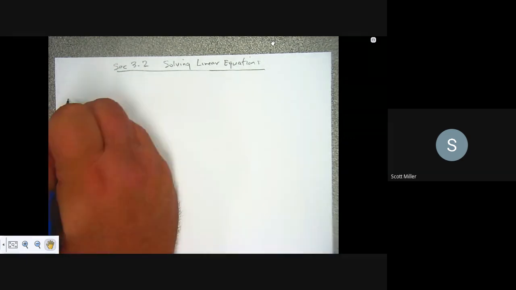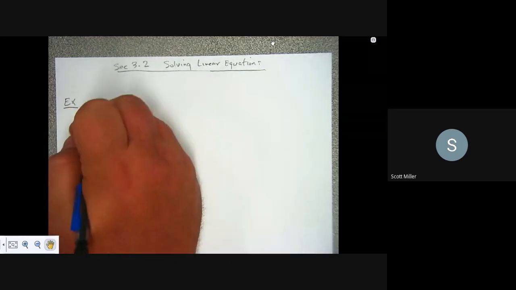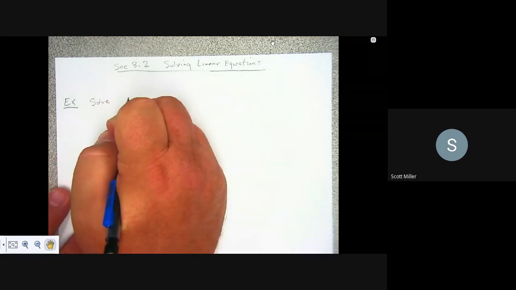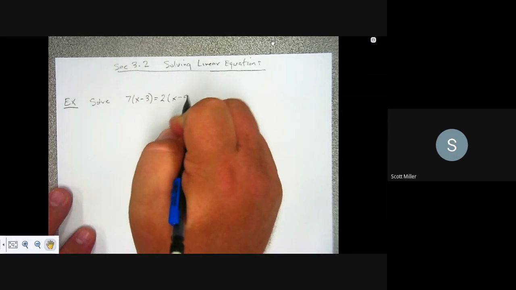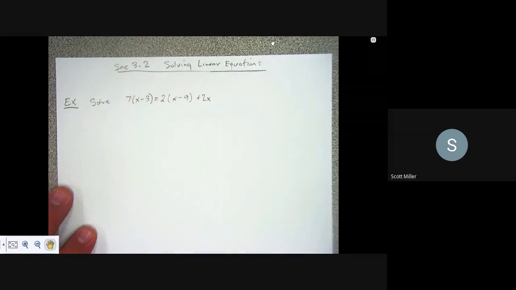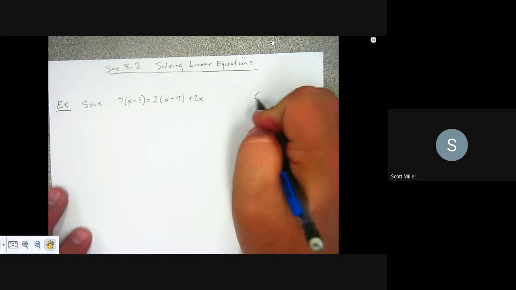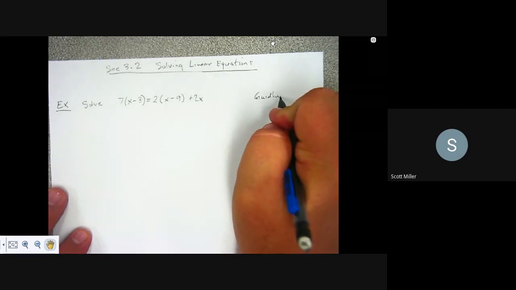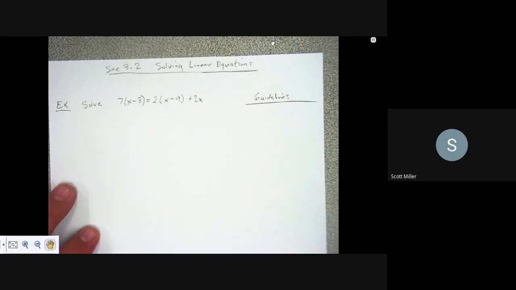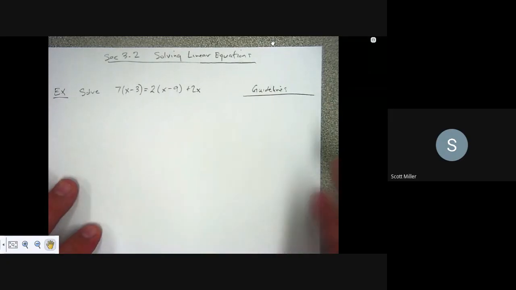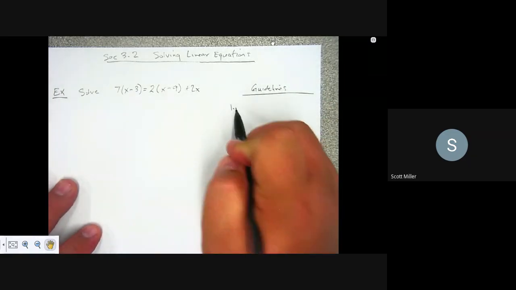So I'm going to use an example to show you what I'm looking for, and then lay out some guidelines to follow. So here's a simple example. We're going to solve 7 times x minus 3 equals 2 times x minus 9 plus 2x. And I'm going to lay out some guidelines for you to follow. So when I look at a problem like this, I want to go in a very systematic way to make sure I do everything properly, taking my time and making sure I don't rush.